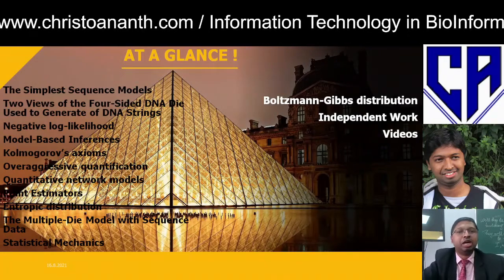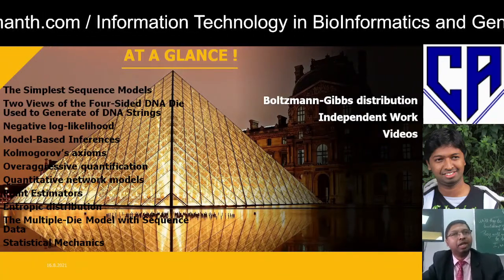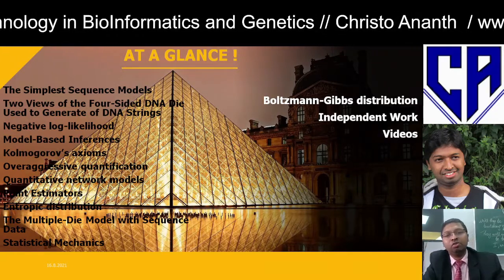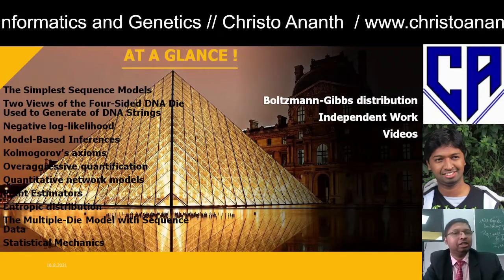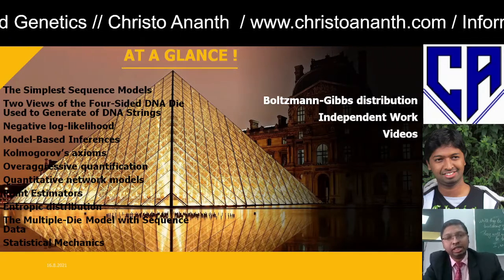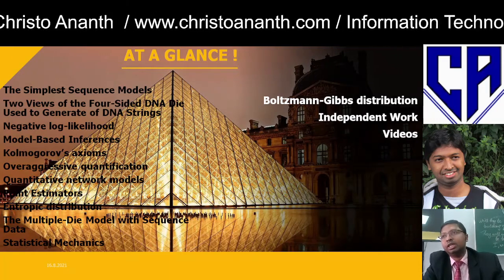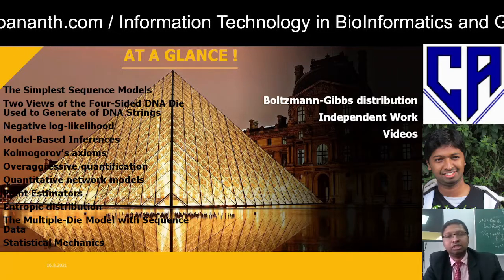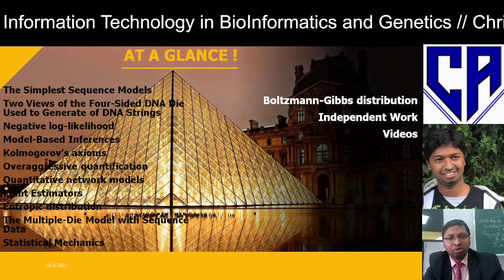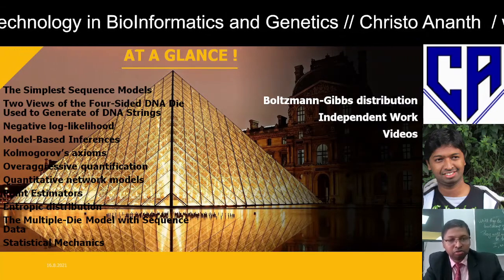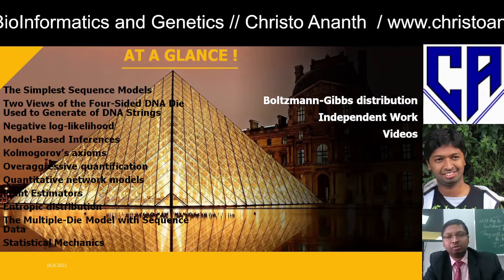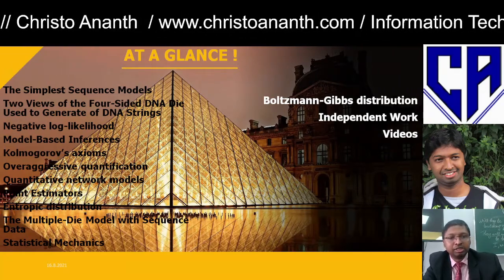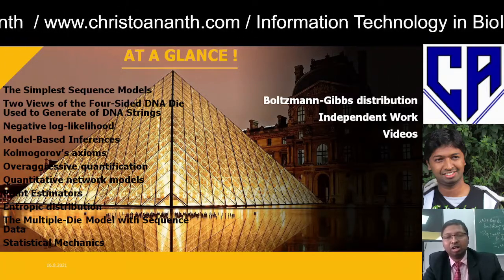Today's class we discuss the simplest sequence models, and I will explain with the help of a diagram the two views of the four-sided DNA die, which is very helpful to generate DNA strings. Then we discuss the negative log likelihood and model-based inferences. Then there are Kolmogorov's axioms, the quantification, the quantitative network models, and the point estimators. So that is all about the mathematical part.